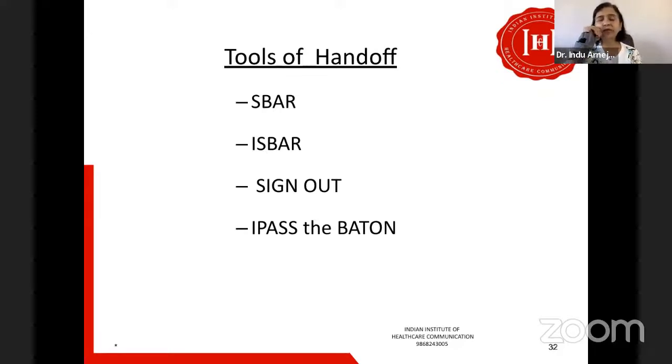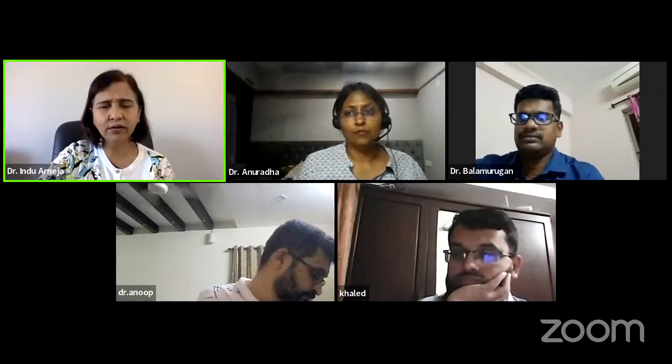SBAR, ISBAR, sign out, I pass the baton. Have you heard of these as tools of handoff? SBAR we have heard. SBAR, I think these are very common ones being used.